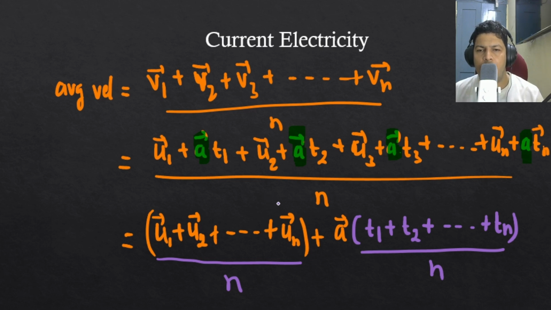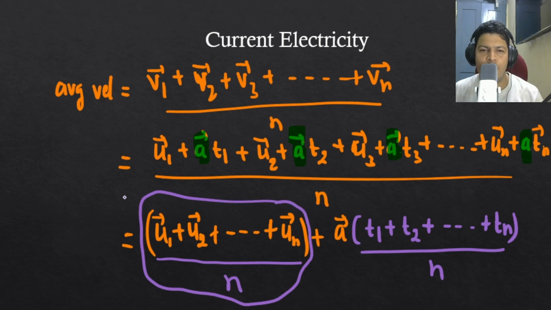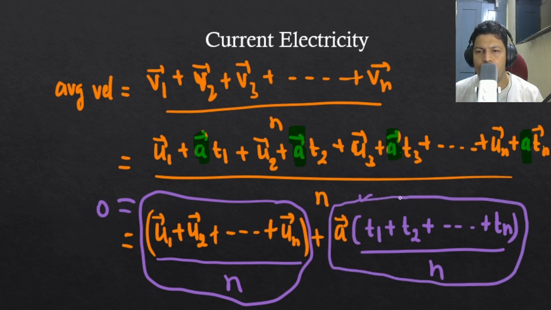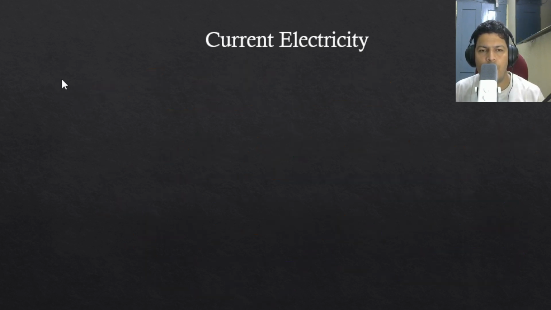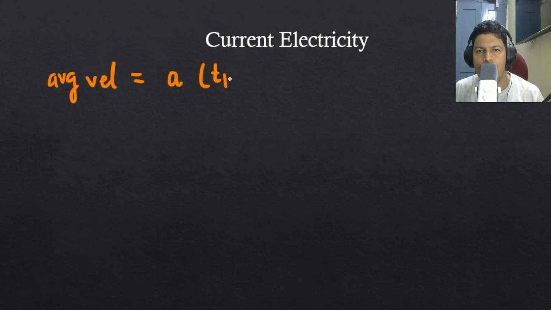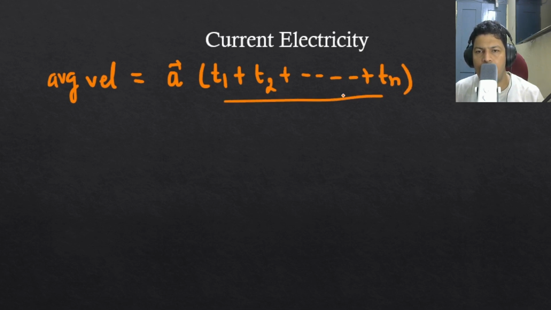Is that okay? Now, what is the value of this term? The value of this term will be 0, because the average velocity without the field will be 0. So only this term is very, very important for us, and this will give you the velocity. So average velocity will be A, which is a vector quantity, into T1, T2, T3 up to Tn, divided by n.